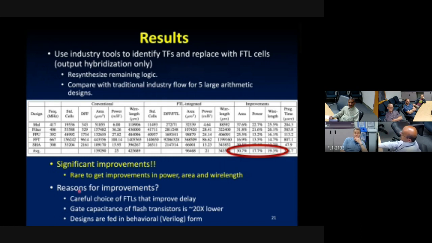It came from 3 things. One was we were careful to choose FTLs which replaced logic cones that were high in delay. So we were very cautious in carefully choosing the FTLs that we replaced. Also, as I've said earlier, the gate capacitances of flash transistors are 20x lower. So many of these FTLs are much faster than what they replaced, right? And then finally, the designs are fed in a behavioral description, so the synthesis tool has the ability to do further optimizations as well. So this is essentially our first set of results.